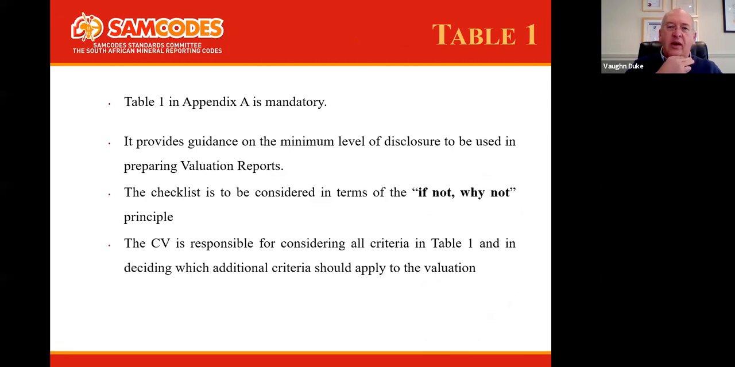So let me talk about Table 1. If you go to Appendix A, you'll find Table 1 there. And really, it's a bit of a checklist. If you put your report together, after you've done your work and you now want to report on that work, you need to cover a whole lot of requirements. The other type of checklist you should also use is the one from the JSE. It's high level, so it talks to the minimum information that must be in. And the checklist should be considered in terms of an if not, why not principle.